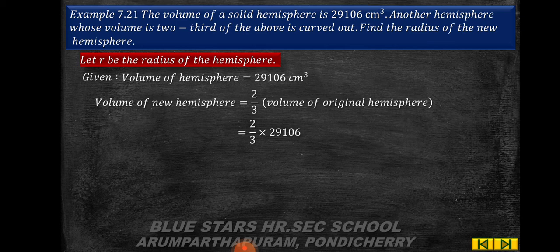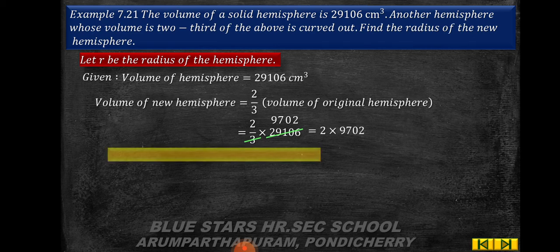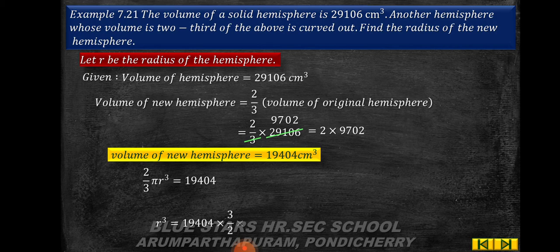by 3 into 29,106. So cancelling 3 and 29,106, you get 9702, which is equal to 2 into 9,702. You get the volume of new hemisphere is equal to 19,404 centimeter cube. So volume of hemisphere is 2 by 3 pi r cube is equal to 19,404. So r cube is equal to 19,404 into 3 by 2 into 7 by 22.